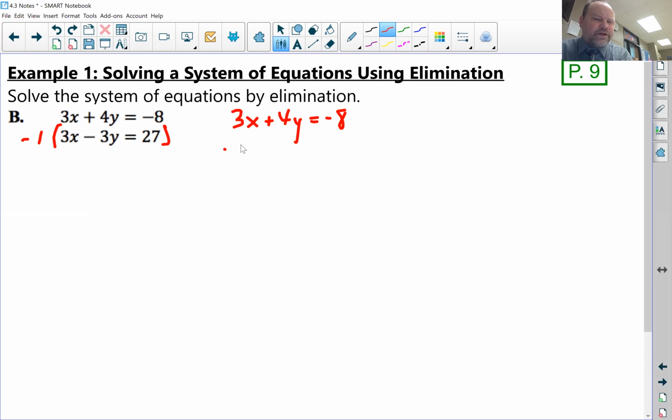My bottom equation, when I multiply everything by -1, I get minus 3x. The -1 and the minus sign make a plus 3y. And the -1 times 27 is minus 27. The big thing here is make sure you multiply everything by that -1.